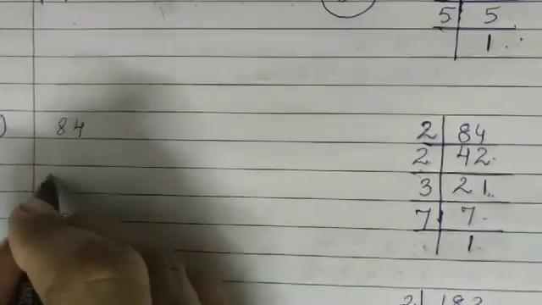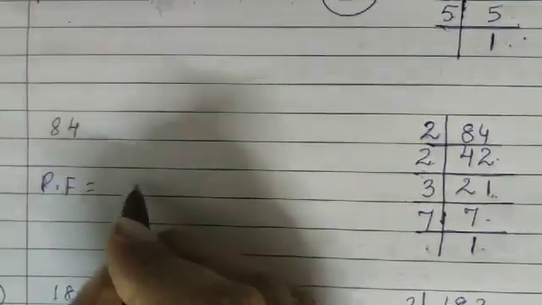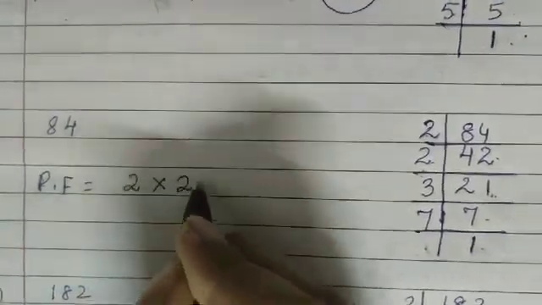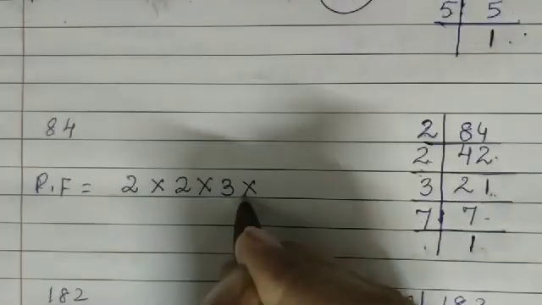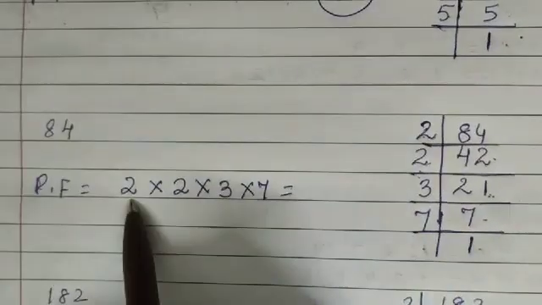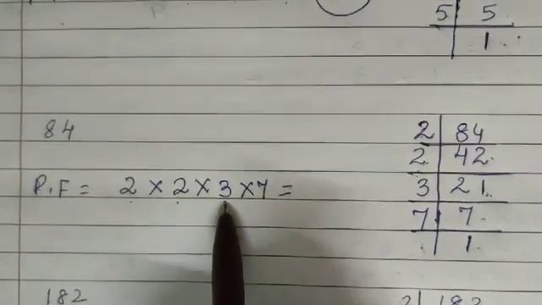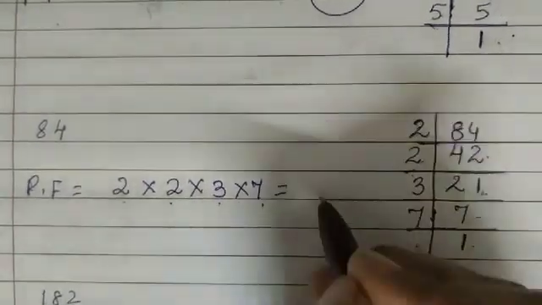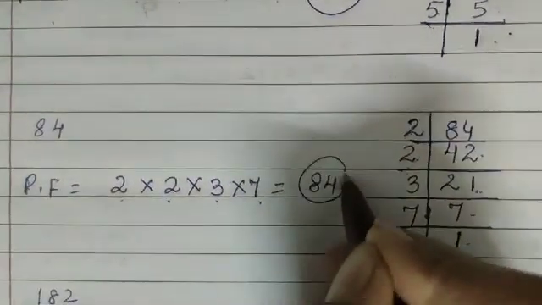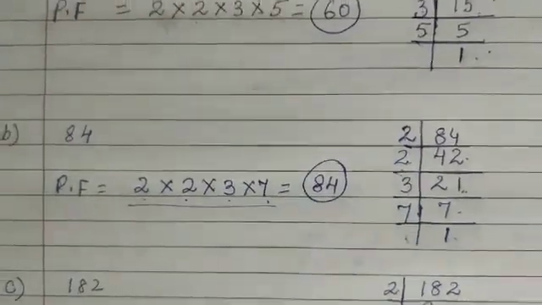So prime factors: 2 multiplied by 2 multiplied by 3 multiplied by 7. 2 2s are 4. 4 3s are 12. 12 7s are 84. This is your answer. These are the prime factors.